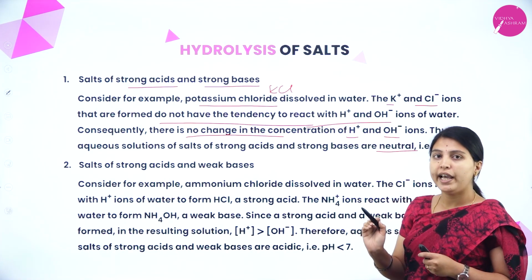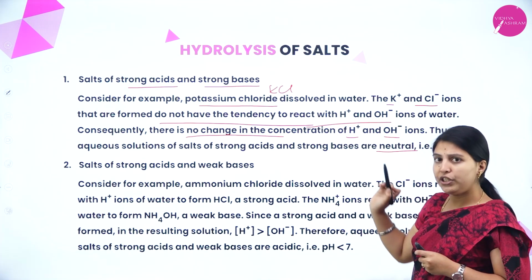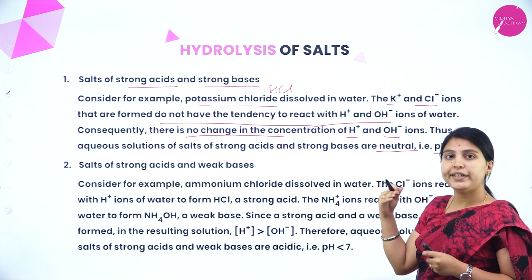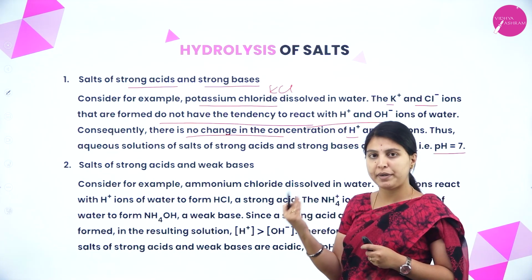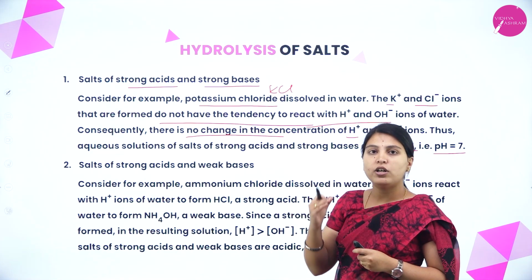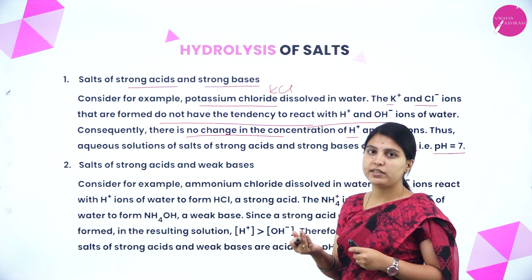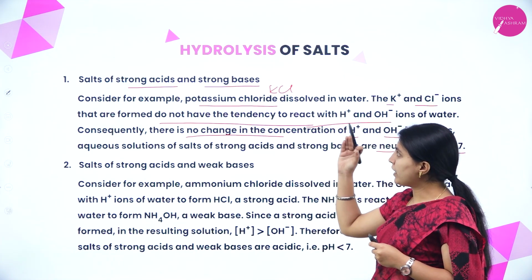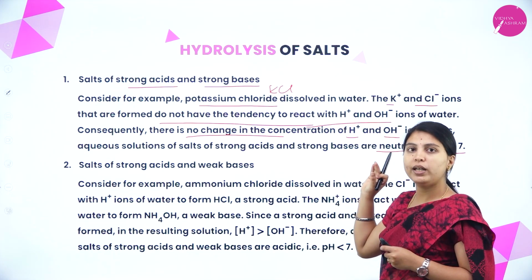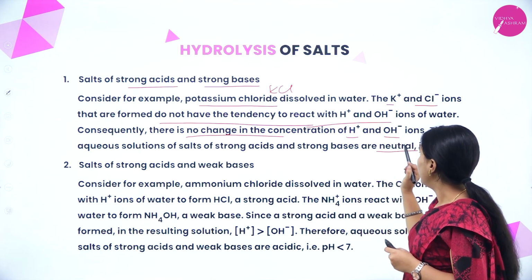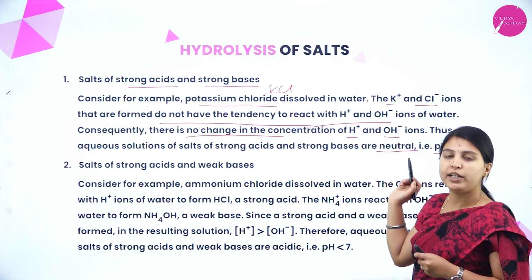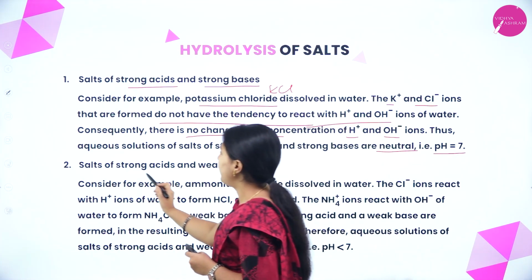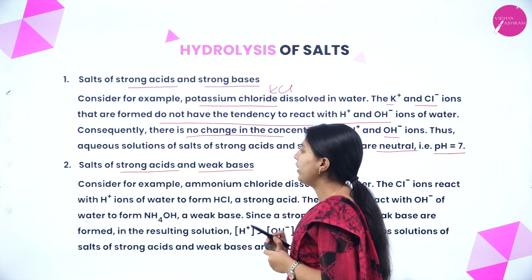What have we understood? If the salt, after dissolving in water, separates into ions and does not react with H+ and OH- ions from water, then the concentration of H+ and OH- ions will not change. So the salt formed from a strong acid and a strong base will be neutral, that is, its pH will be equal to 7. Completely neutral salt. Now we'll see another example, salts of strong acid and weak base.